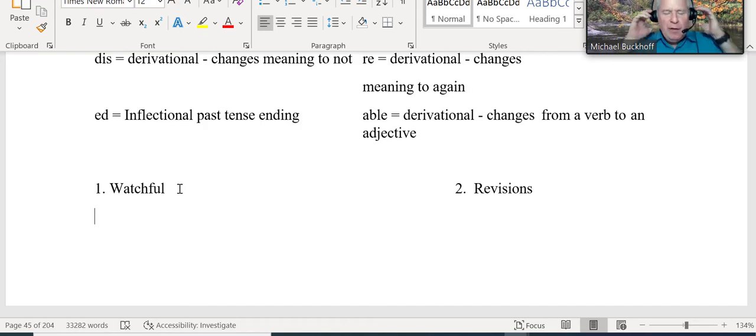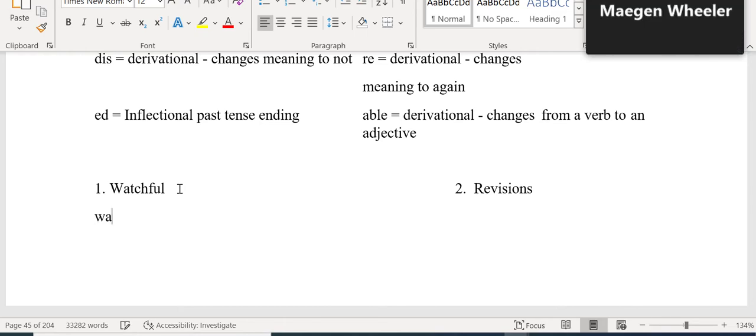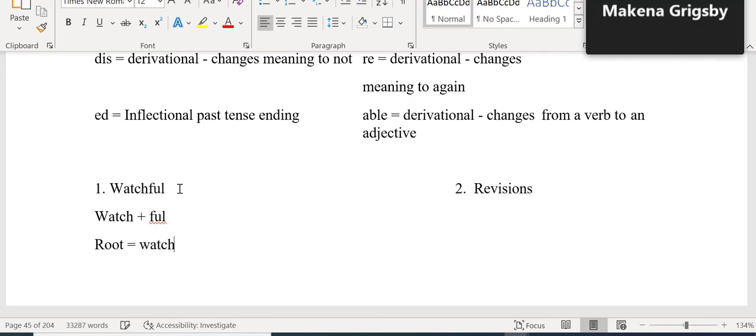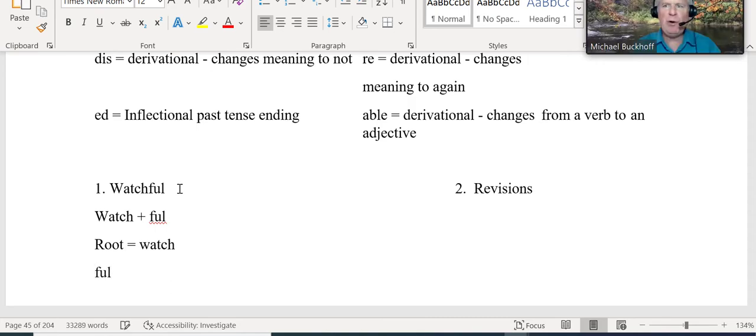Okay, so if we go through the first step, the first step is to divide this into how many morphemes? If you can hear me, if you can comment, what would be the two morphemes here with watchful? Is it watch and full? Good. So watch plus full. Then the next step is the root. What's the root? Watch. Good.